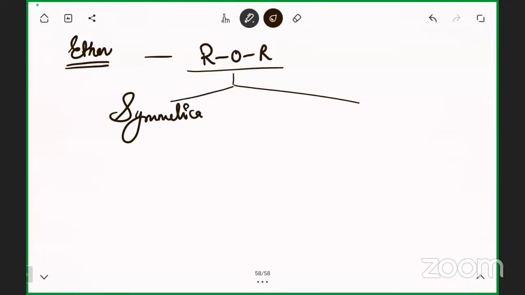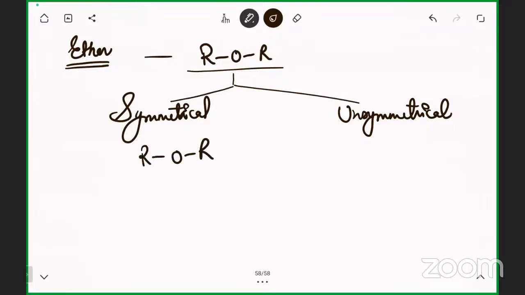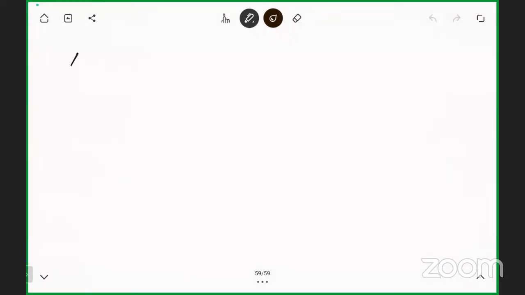symmetrical ether and unsymmetrical ether. If I go for the symmetrical ether, it means both R are the same. Unsymmetrical ether, R O R dash, means one R is different from the other R. So how will you write the name? First go for the symmetrical one.